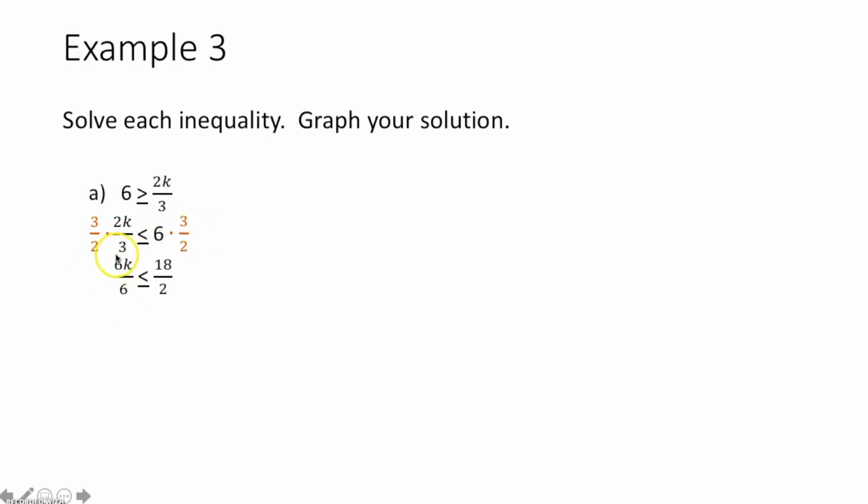On this side, the 6's cancel out. On this side, 18 divided by 2 is going to give you 9. So I have k is less than or equal to 9. Sweet. Now let's graph it. First, I say it in words. K is less than or equal to 9. That's going to help us shade later.